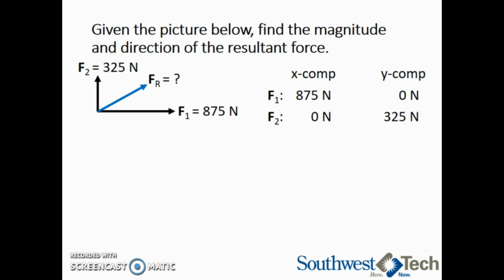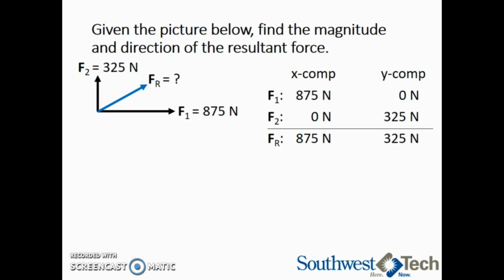Next, since we are trying to find the resultant force, we need to use vector addition to add the forces acting in x and the forces acting in y separately. When we add the x components, 875 newtons plus 0 newtons, we see that the resultant x component is 875 newtons. When we add the y components, 0 newtons plus 325 newtons, we see the resultant y component is 325 newtons.